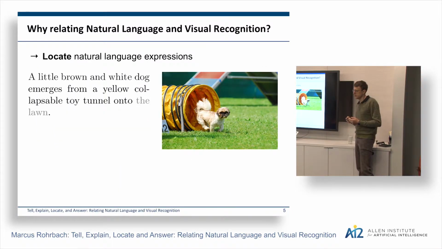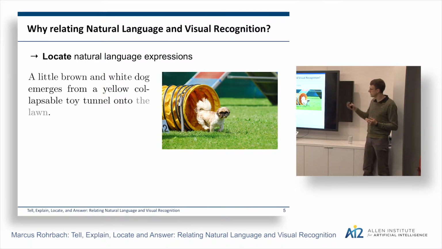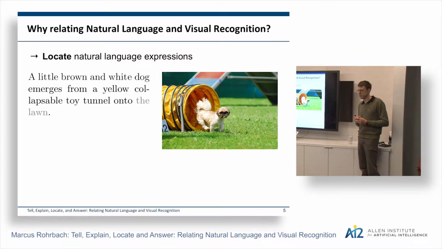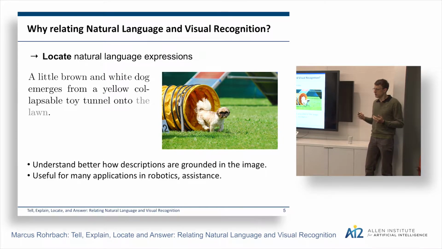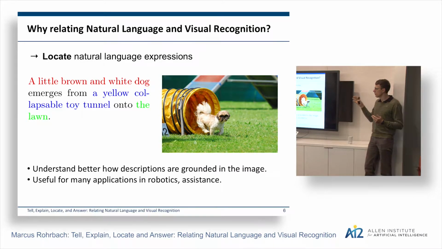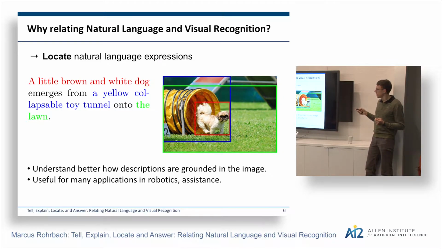The third task is trying to locate natural language expressions. For example, if we have the same image and the sentence here, a little brown and white dog emerges from a yellow collapsible toy tunnel onto the lawn, we found it a bit limiting to just have this description, but we wanted to understand where those individual phrases are located, to be able to better understand how they relate to the images. So we want to locate all these different phrases, for example, little brown and white dog, and predict where they are located in the image. The colored box always refers to the corresponding phrase.